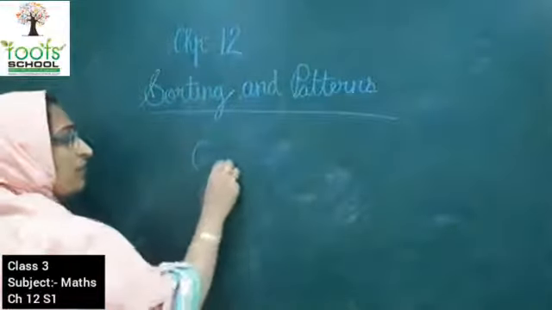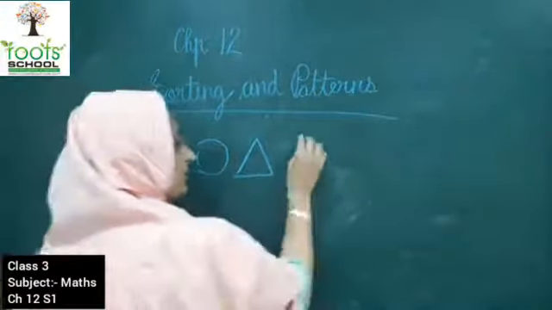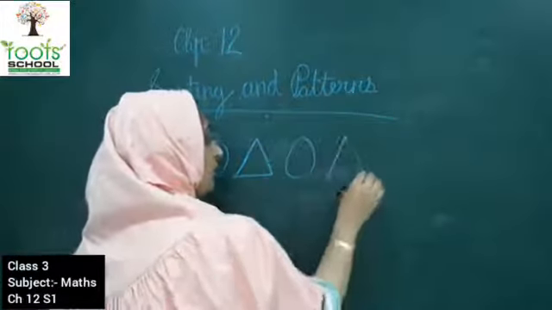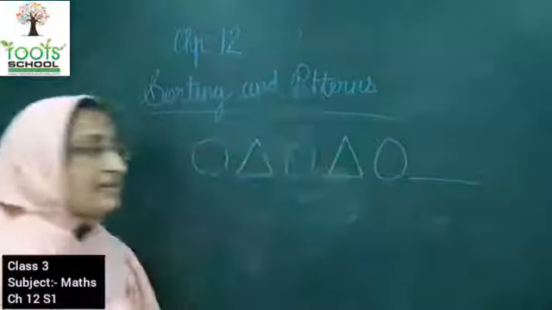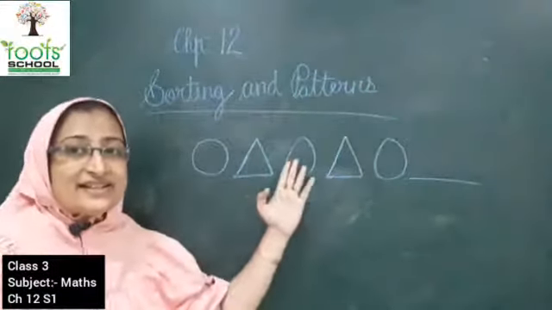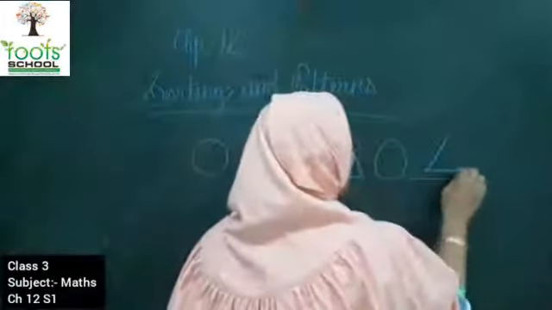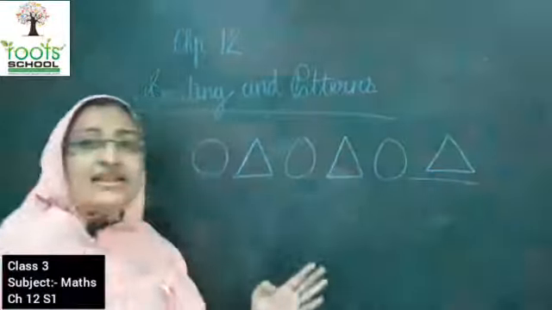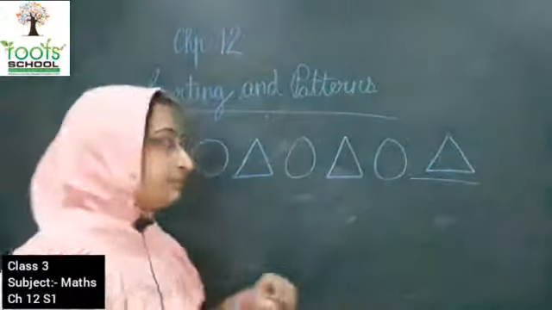Now, ma'am has drawn a circle, a triangle, a circle, a triangle, a circle. Now what will come next? Circle, triangle, circle, triangle, circle, so triangle will come. This is known as a pattern when you are following a pattern.